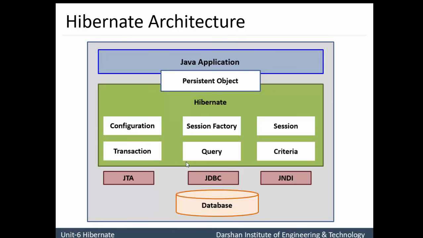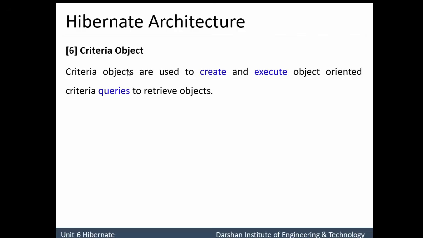Next object is the criteria object. Here the criteria object is used to create and execute object-oriented criteria queries to retrieve objects. So here the criteria object will design a query which is independent of the database. Here the developer need not worry about what kind of database we are using in the backend.